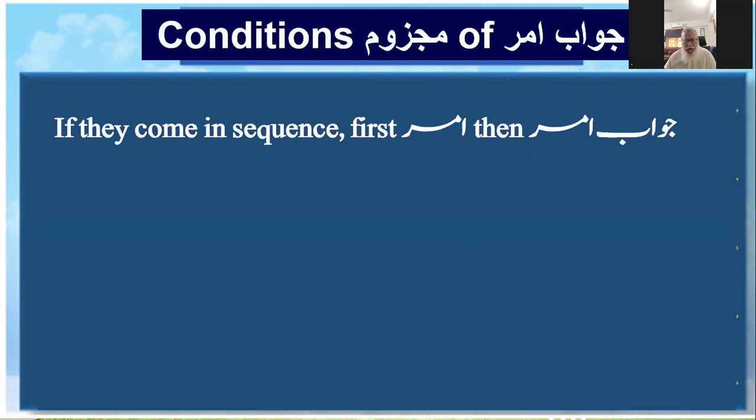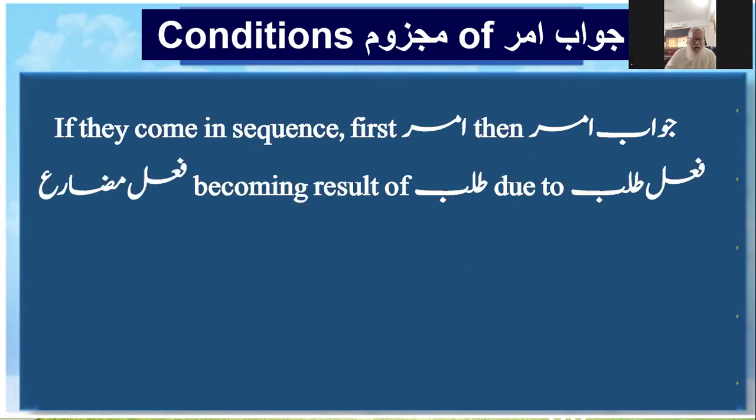This was the example. Now, the condition of majzum of jawabul amr. If they come in sequence, first amr, then the jawabul amr. That is the normal sequence. Amr, then the jawabul amr.